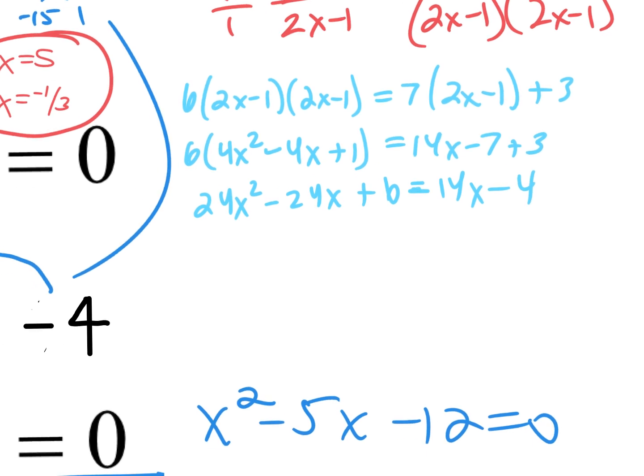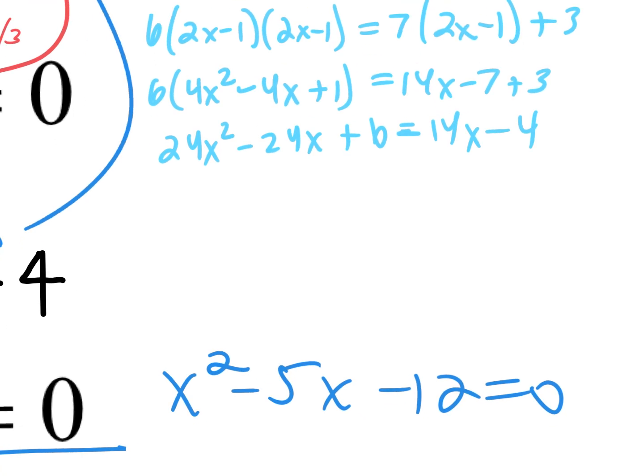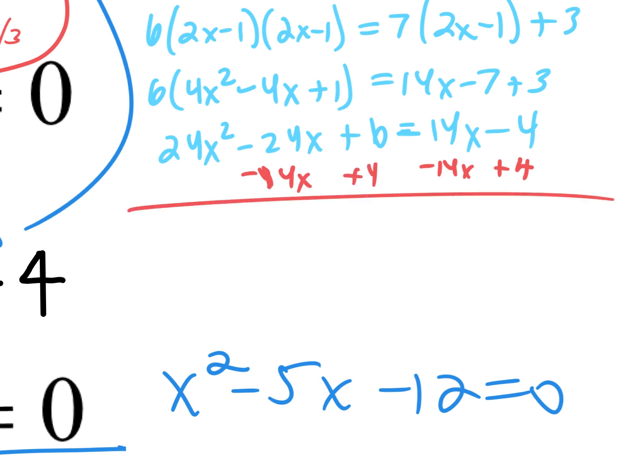All right, so it's a quadratic, right? I can't just move x's to one side, numbers to the other. So let's move everything to the left-hand side. Let's subtract 14x and add 4. So minus 14x and plus 4 is going to give me 24x squared minus 38x plus 10 equals 0.